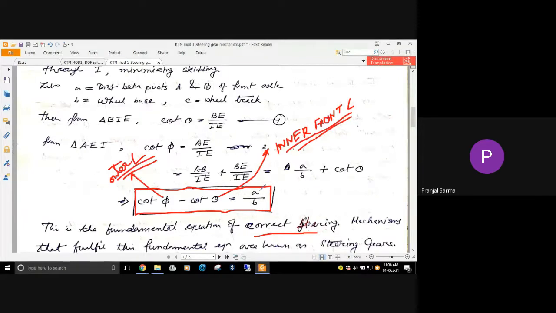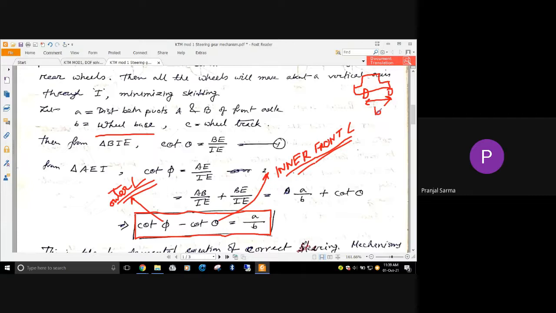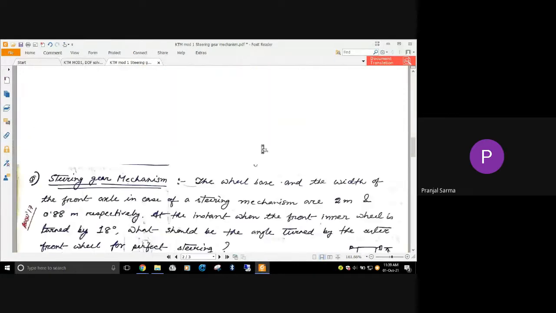And a and b: a is the distance between the two pivots of the front wheels, on the front side, and b is nothing but the wheelbase, that is, if this is the front wheel and this is the back wheel, then this is b, if this is the whole car. So now we know what the terminologies are, and we are going to use them.